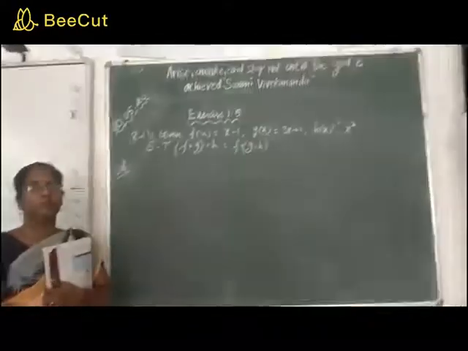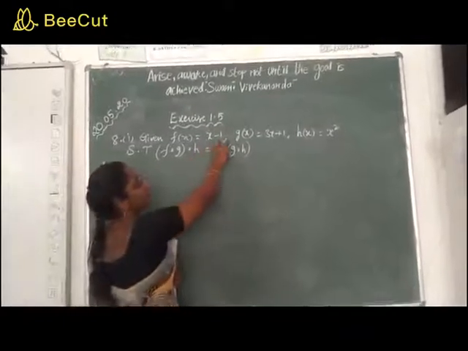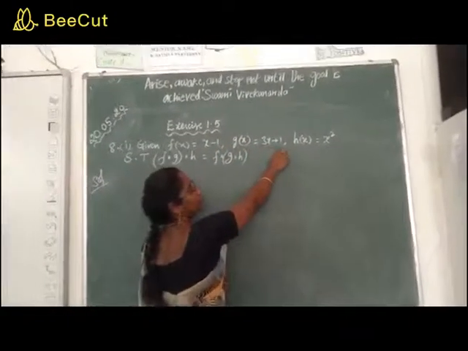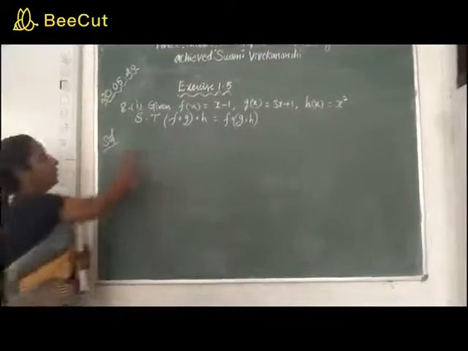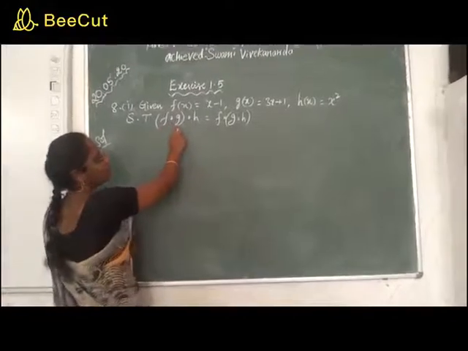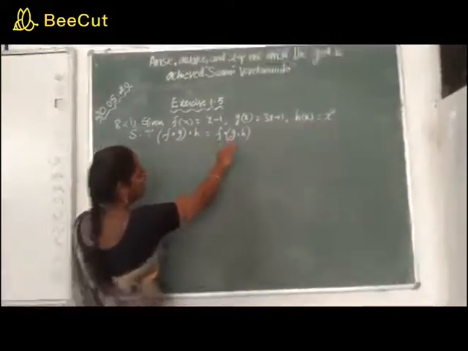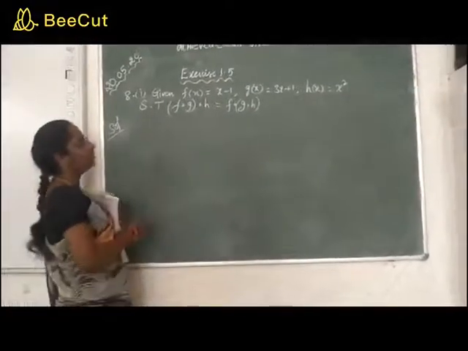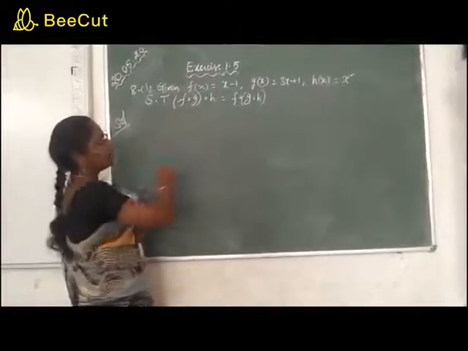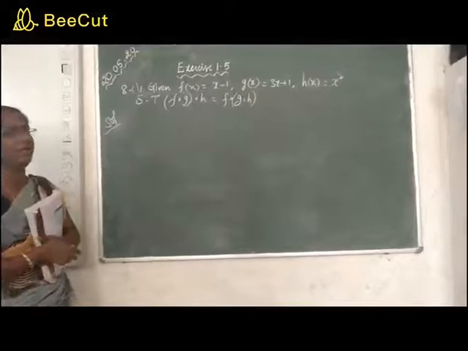That's all. Eighth one: given f(x) = x − 1, g(x) = 3x + 1, h(x) = x², we want to show that (f∘g)∘h is equal to f∘(g∘h). Already we saw f∘g. In this case we have three functions, that is f, g and h.